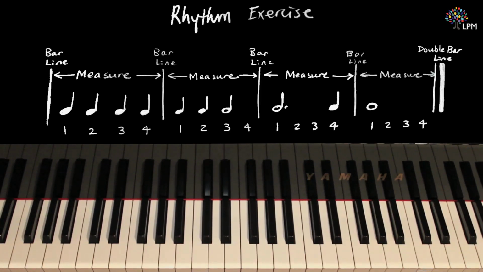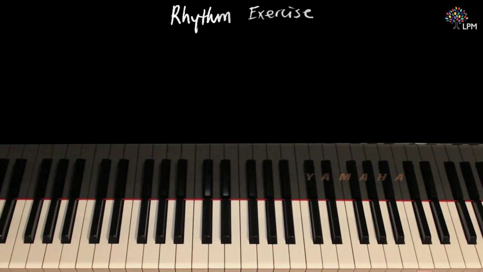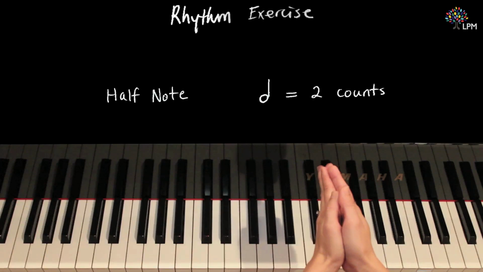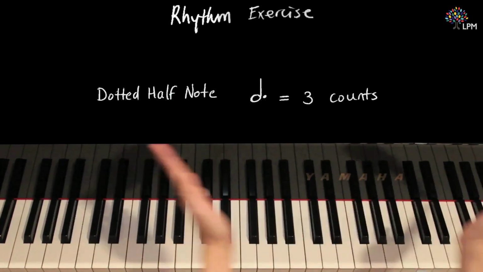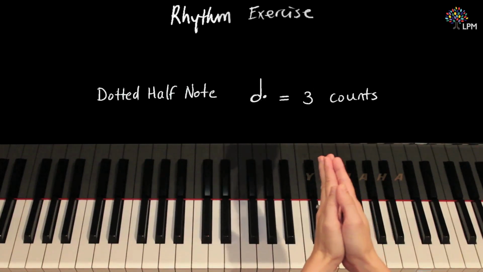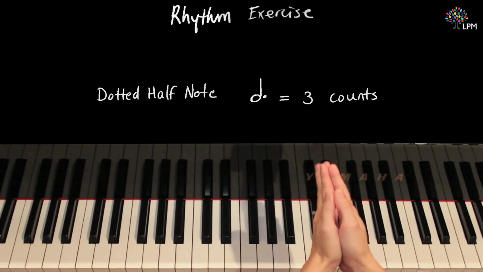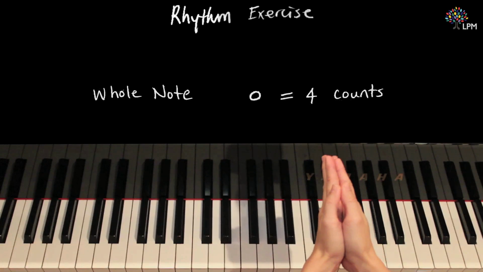As you clap this rhythm, keep a steady beat going. For the long notes, which are half notes, dotted half notes, and whole notes, try to keep your hands together for the full value of the notes. For example, a half note would be 1, 2. A dotted half note, 1, 2, 3. A whole note, 1, 2, 3, 4.